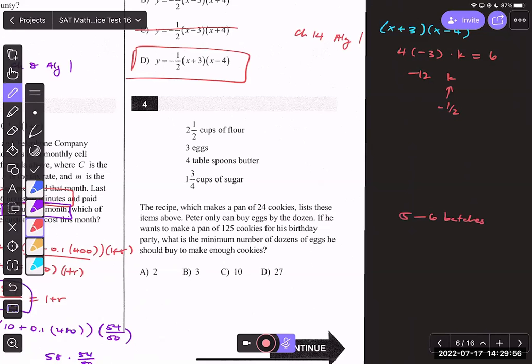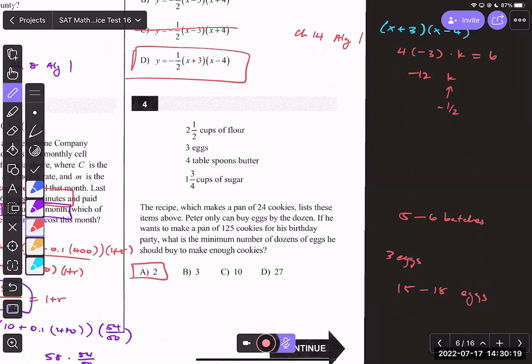Well, what this means is that's 3 eggs, right? 3 eggs times somewhere between 5 to 6 batches. Well, you're looking at somewhere between 15 to 18 eggs, right? Hey, we're good. No matter what, that's less than 24 eggs, which is 2 dozens. So we need 2 dozens, A. Right?